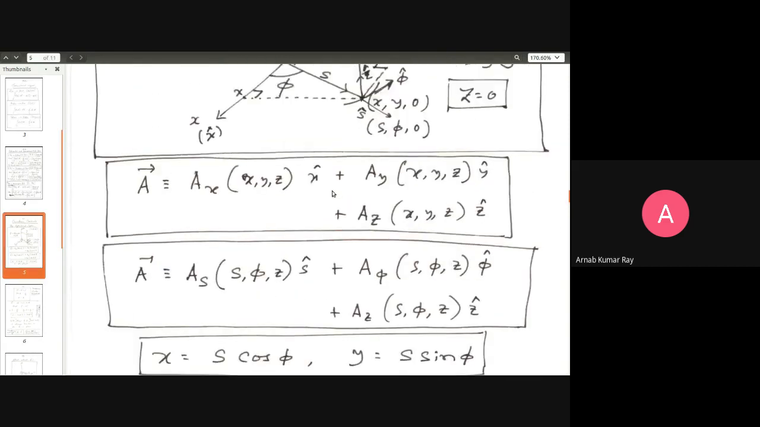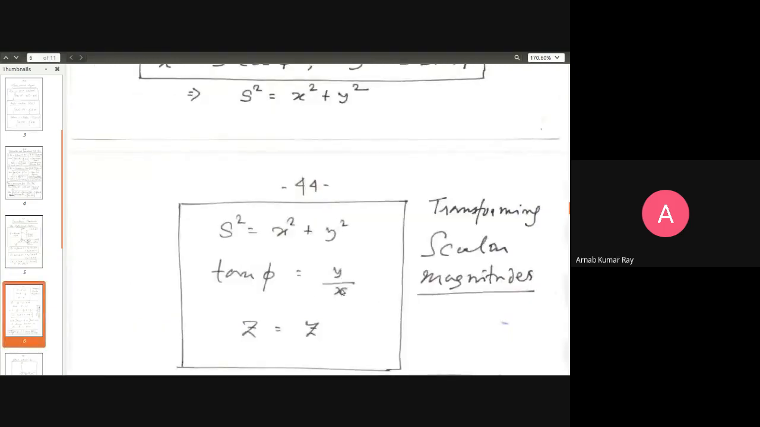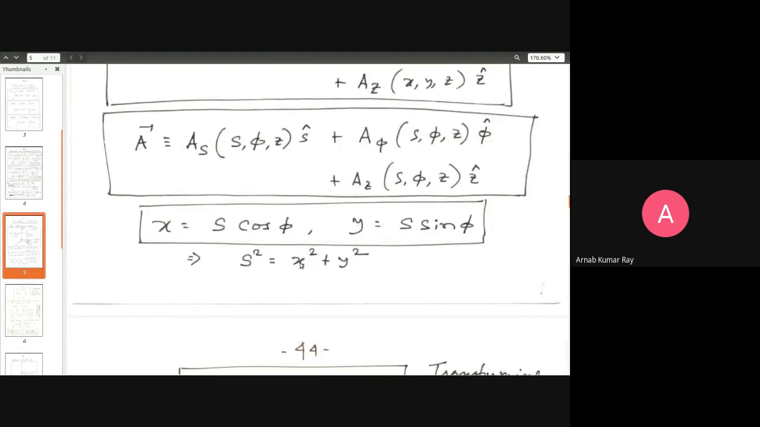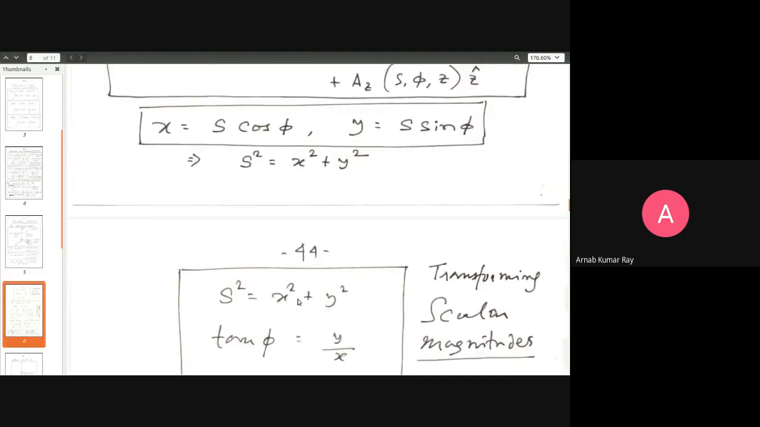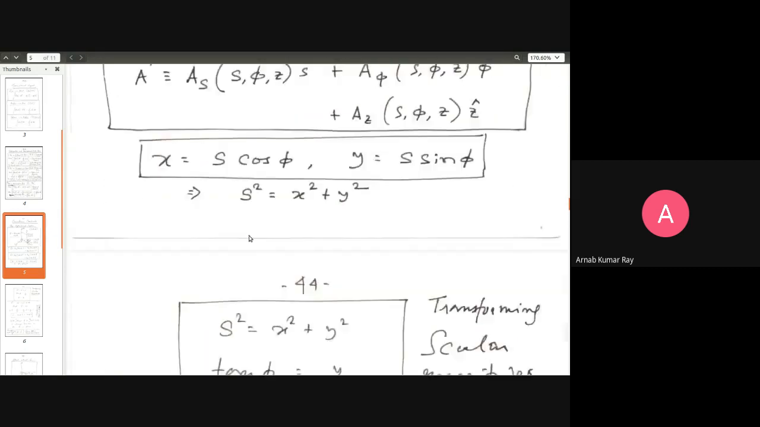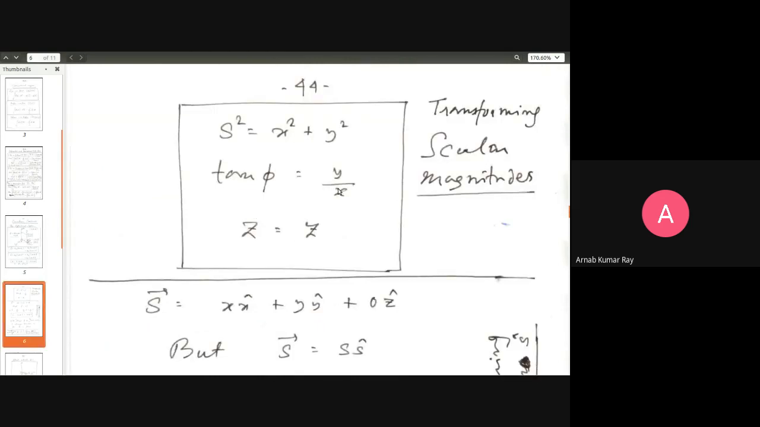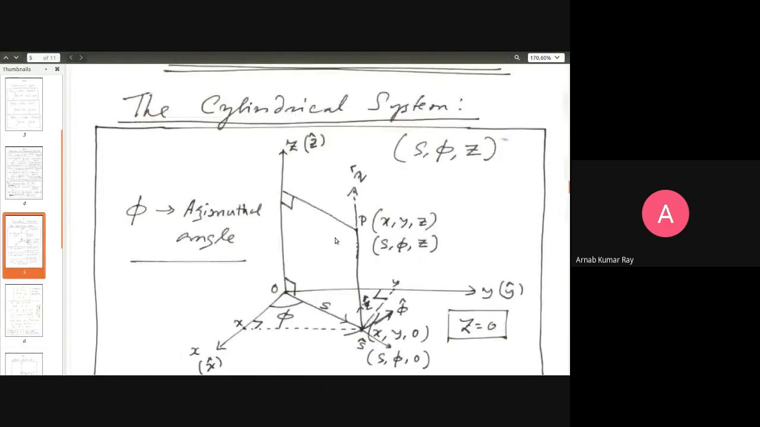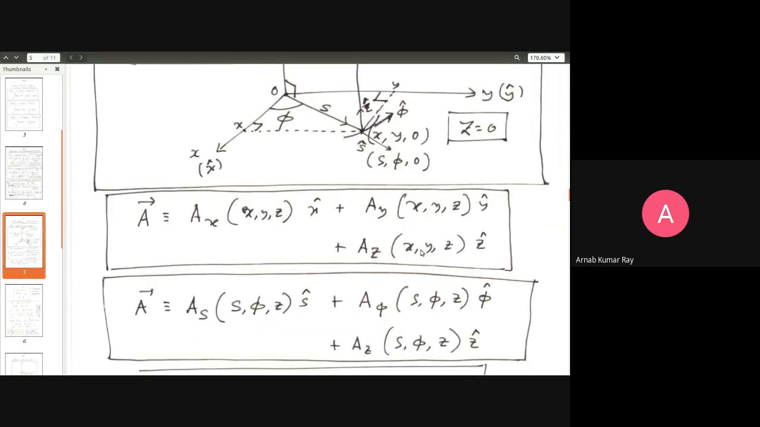Okay. Given x and y, you can find s. So can you also find phi? Yes, indeed you can. Here is y, here is x. So y divided by x is equal to tan phi. Tan phi is equal to y divided by x. And then the last thing, z is equal to z. Well, z doesn't make any difference. The status of z in the Cartesian coordinates, that is x, y, z, is the same as the status of z in the cylindrical coordinate system, that is s, phi, z. So z is equal to z.